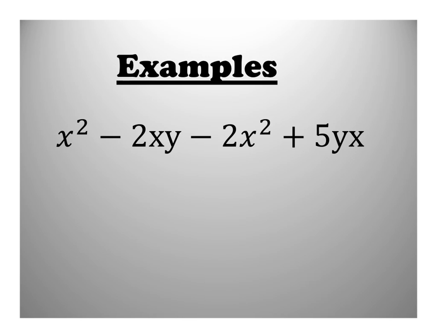So I want you to write this example down next to examples, and we are going to look and see what our terms are. Remember, we said that terms are separated by subtraction and addition signs. So if we look here and we draw lines in between our terms, x squared is a term, then negative 2xy is a term, then negative 2x squared is a term, and then 5yx is a term. So that's showing you where the terms are in this expression.